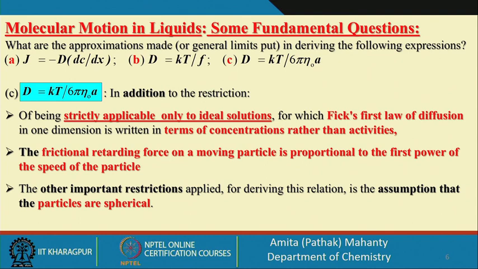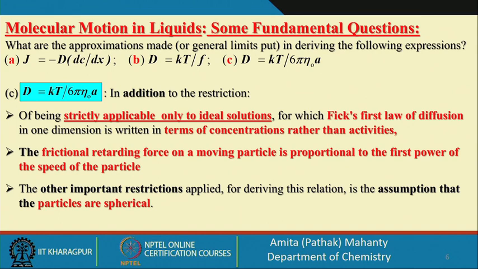And the last restriction associated with this one, in addition to the above two, is the assumption that the particles are spherical. We are talking about the particle diameter. We are assuming the particles are hard spheres and they have a definite diameter or definite size. So, in this expression we have put up the 3 assumptions.